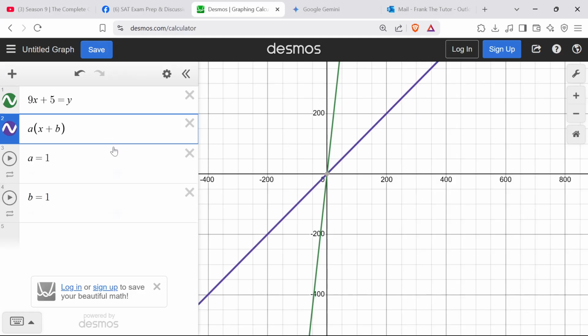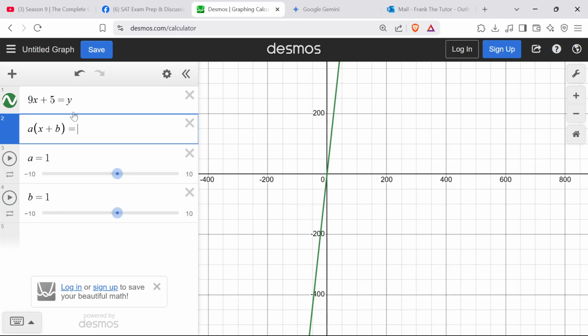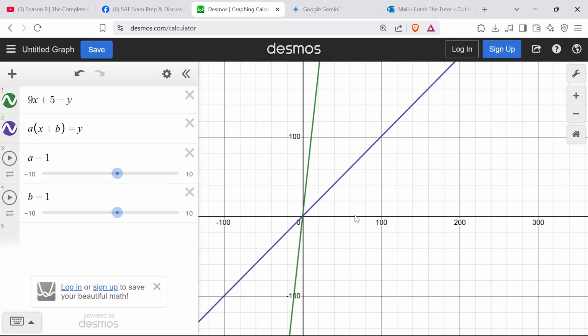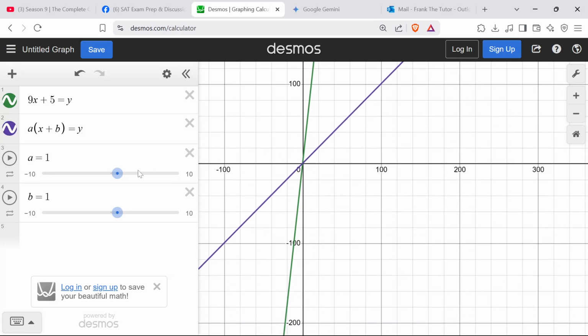Ax plus b, I'll put all, and then I'll put equals y. I just want that to be a line. Yeah, it makes it a line with or without y. So sometimes if you put the equals y before you make the slider, it won't give you the choice for the slider, so just get rid of the y. But anyway, I can see there it has one solution, they cross.